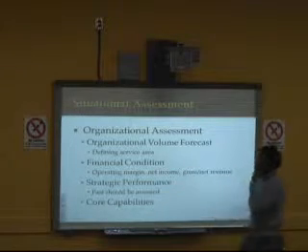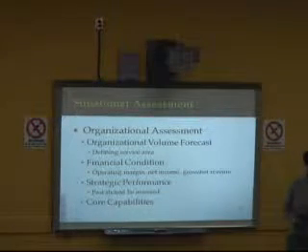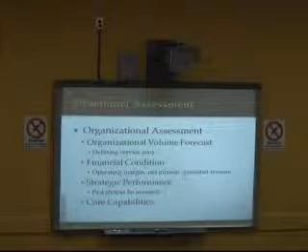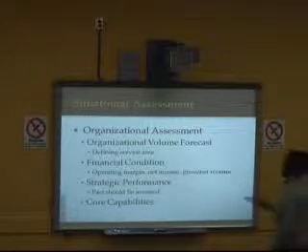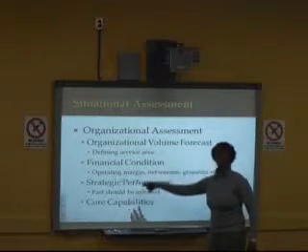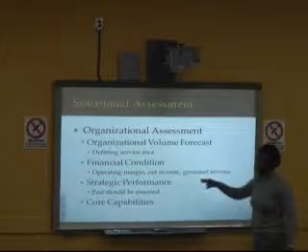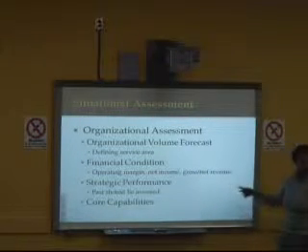We have to also look at our financial condition. How are we doing as an organization? Are we in the red? Are we losing money? Are we doing great? Are we making money? And the major indicators that we would look at to assess our financial condition are the operating margin, the net income, and gross net revenue.